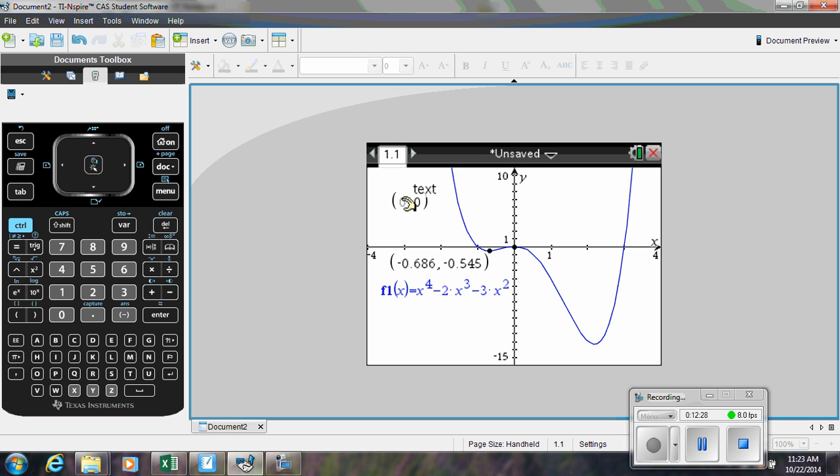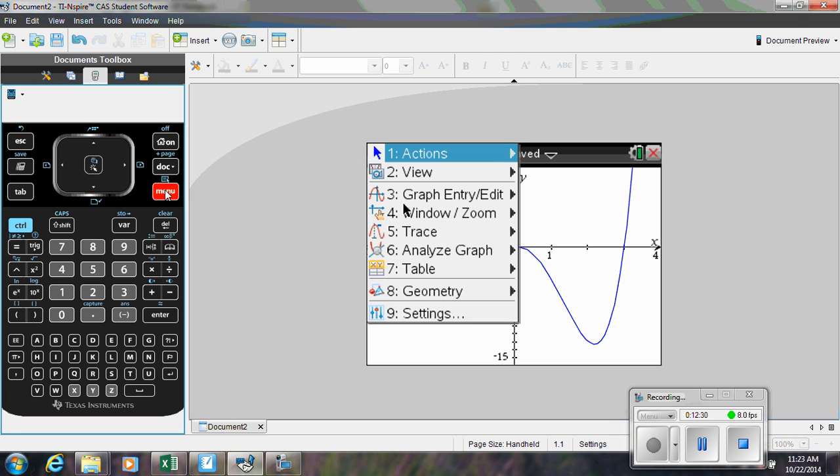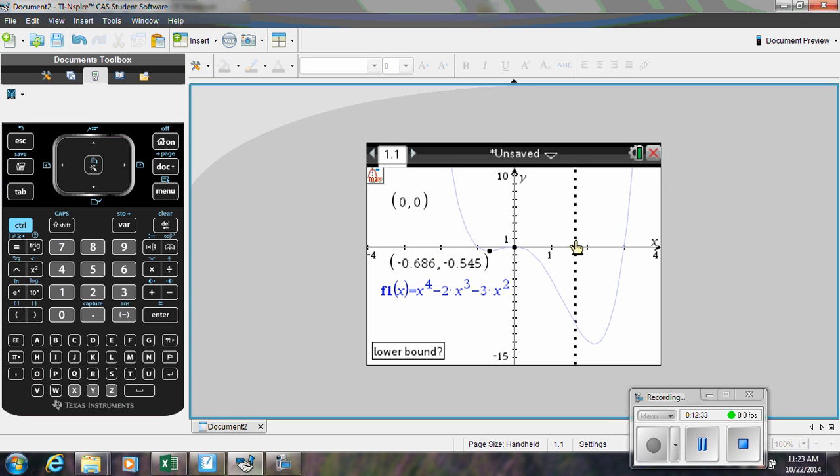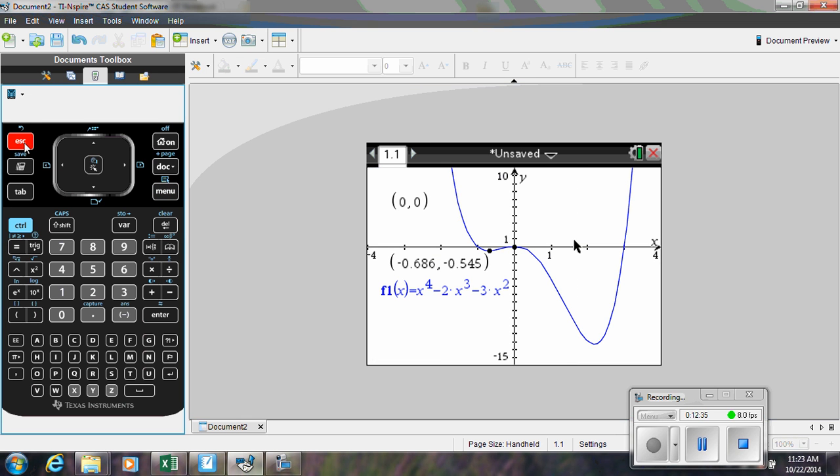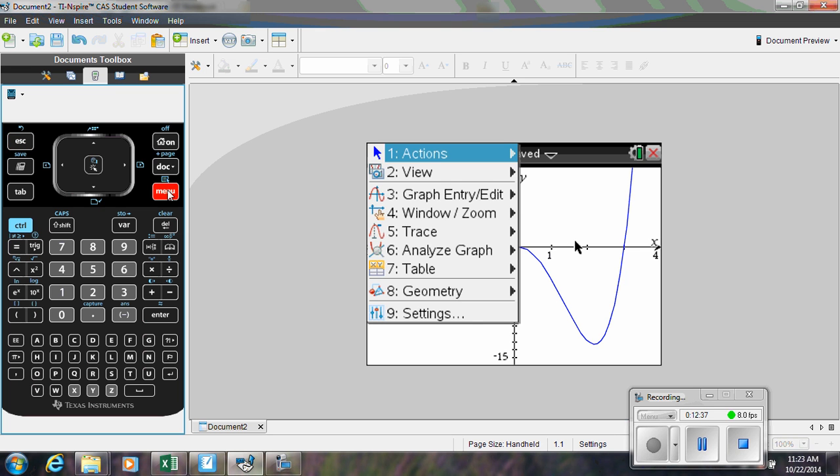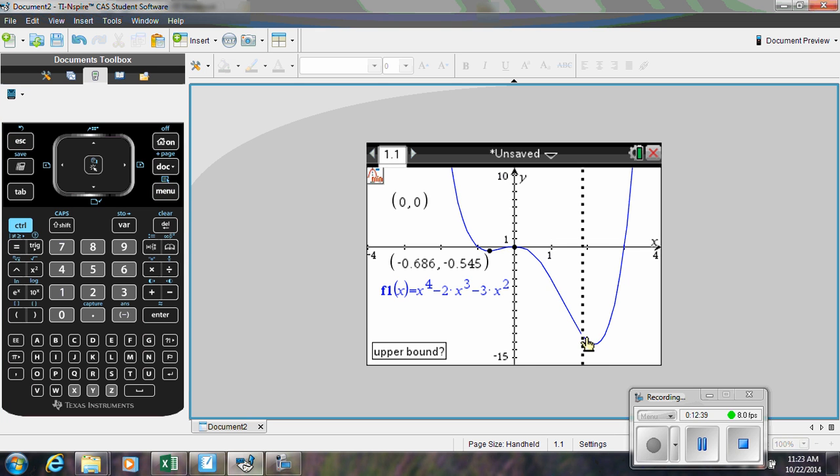And we can come back and do the third one. Analyze Graph, Maximum. I didn't want a maximum, so I have to hit Escape, because I can see on the graph that it's a minimum. Analyze, minimum, left, right, and we've got that as well.